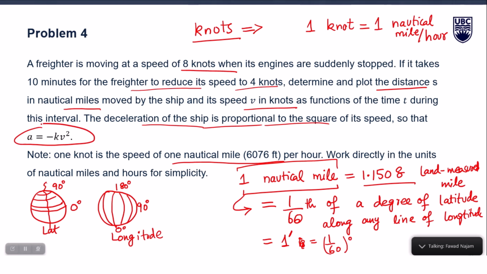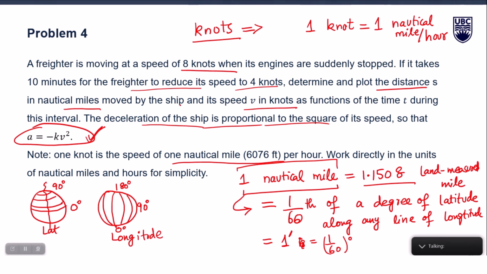So A is given in terms of V, but not a very simple kind of function. It is minus some constant k multiplied by V square, right? So if it was moving with a very high speed, when the engine suddenly stopped, it should experience a very high retarding acceleration, compared to if it was going slowly. So you can imagine how that relationship would physically mean also for that ship. So let's start the solution now.